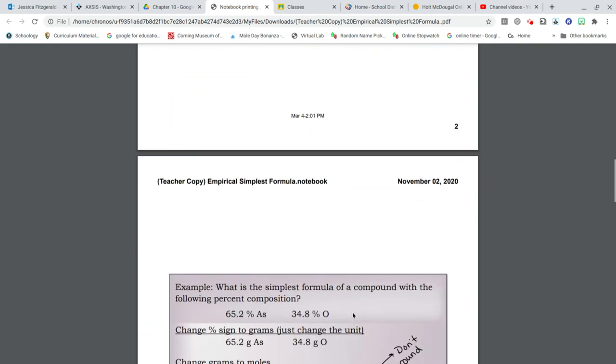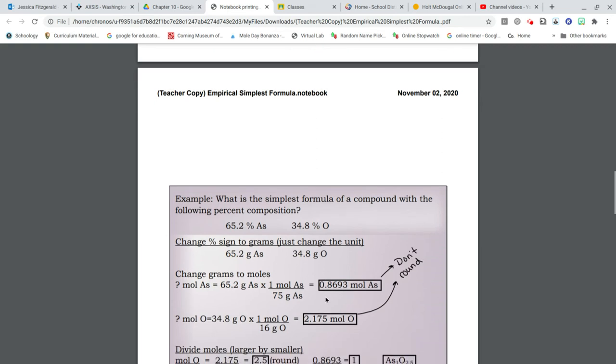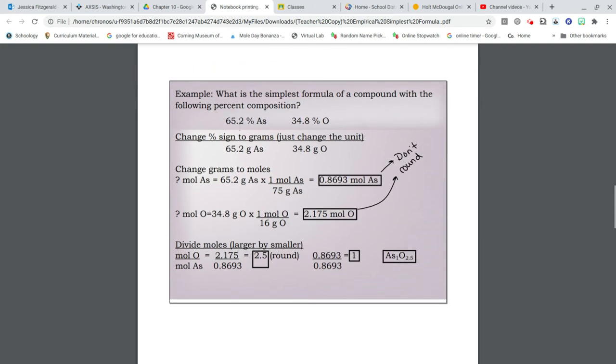In our next example, we're given our percents. It says, what is the simplest formula of a compound with the following percent composition? We have 65.2% arsenic and 34.8% oxygen.